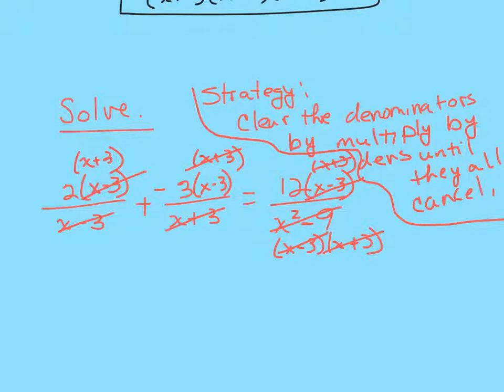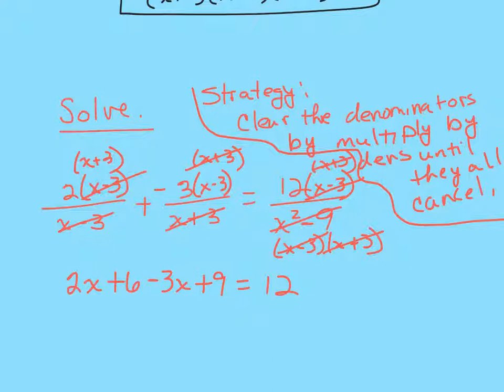See if it's something we're familiar with. So now if I distribute the 2 times x is 2x. 2 times 3 is 6. Distribute the negative 3. Negative 3 times x is negative 3x. Negative 3 times negative 3 is positive 9. And on the right side, all I have is 12 because everything else canceled out. Now, is that an equation that you guys know how to solve? What we're left with there? And of course, the answer is yes. It's a linear equation.